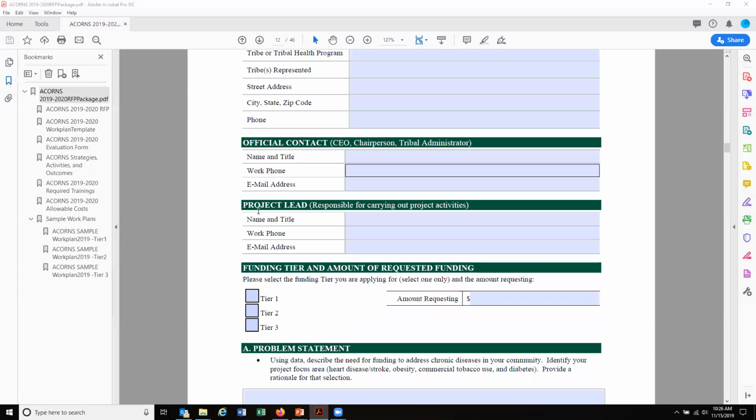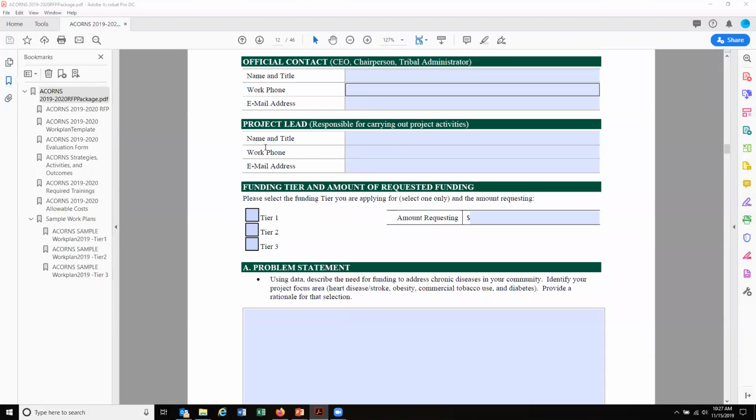This is the person that's responsible for carrying out the day-to-day project activities and requirements and who will be receiving most of the communications from the ACORNS team throughout the project. Identifying project staff is part of the requirement, so please make sure you are putting somebody in there that will be responsible for carrying out the proposed project activities.